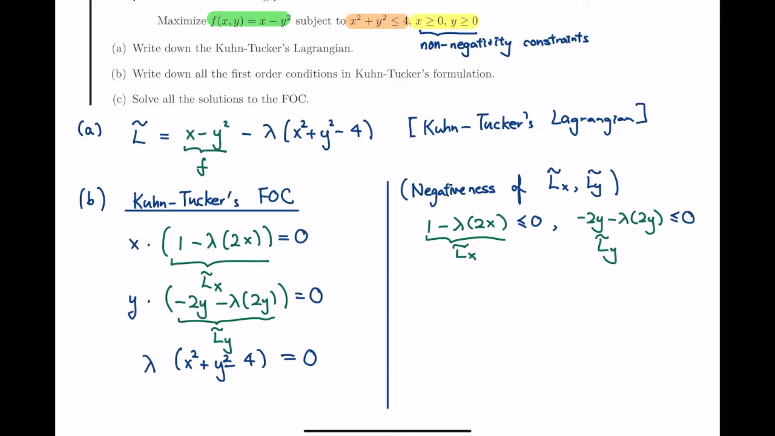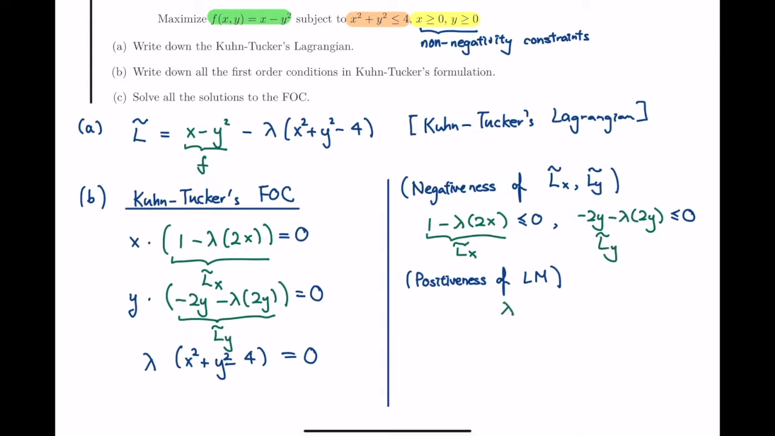And then you have positiveness of the Lagrange multiplier. But in this case, you have only one Lagrange multiplier, which is lambda, greater than or equal to 0. And finally, you have the given inequalities, which are x squared plus y squared less than or equal to 4, x greater than or equal to 0, and y greater than or equal to 0. So these are all the first order conditions in Kuhn-Tucker formulation.